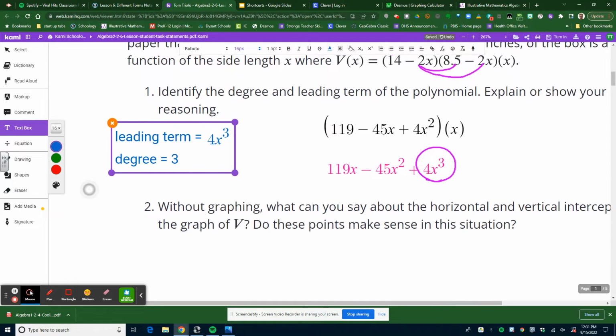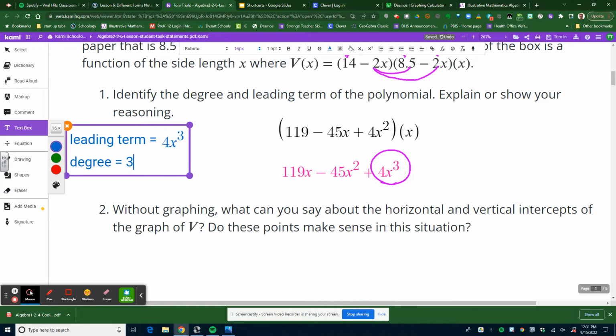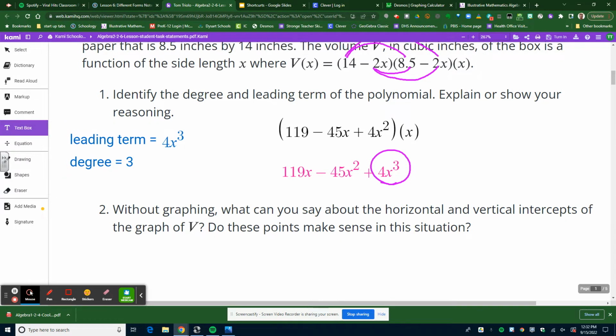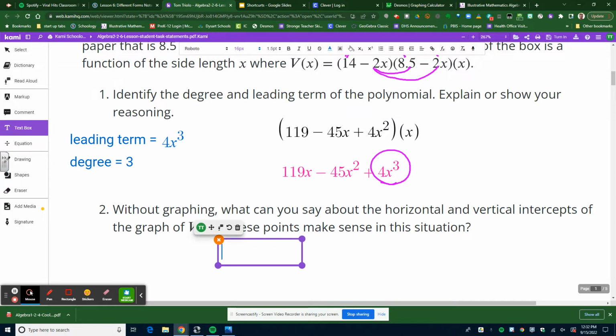So now let's take a look at the second part. It says, without graphing, figure out the vertical and horizontal intercepts. So I'm just going to make a text box down here. I'm going to write the word vertical first because that one's a little easier. Vertical. Right. So where is it crossing the y-axis?